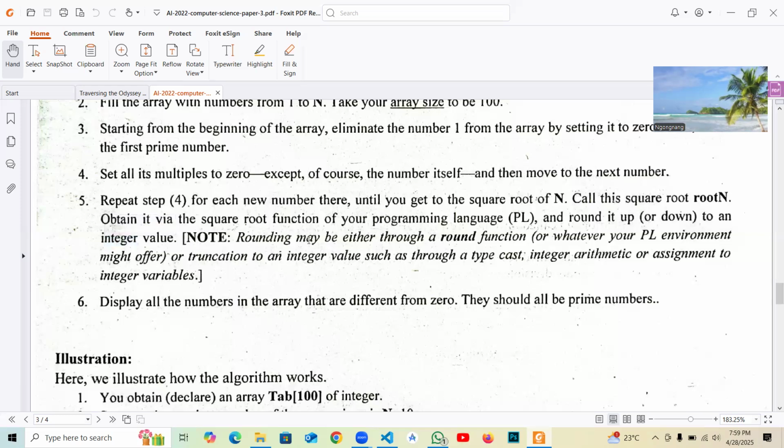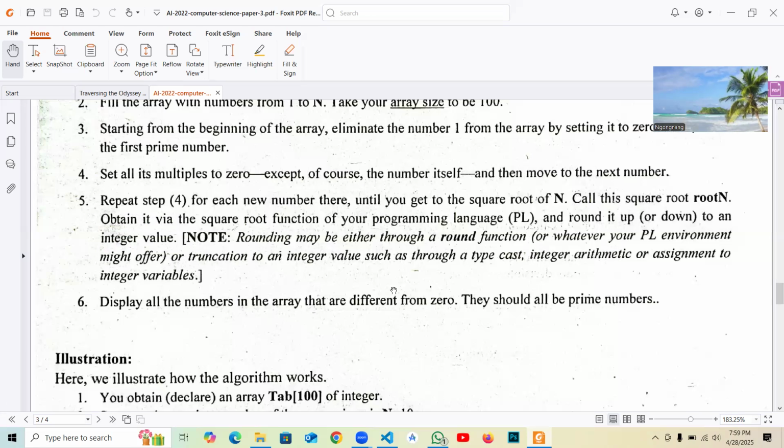Note, rounding may be either through a round function or whatever your programming environment may offer. So you have to master your programming environment to know what it offers, so that you should be able to round the number to the nearest whole number, or truncate to an integer value, such as through a typecast.